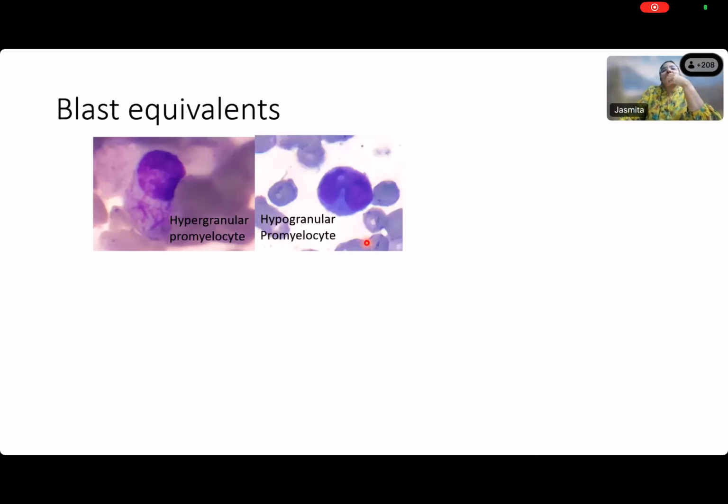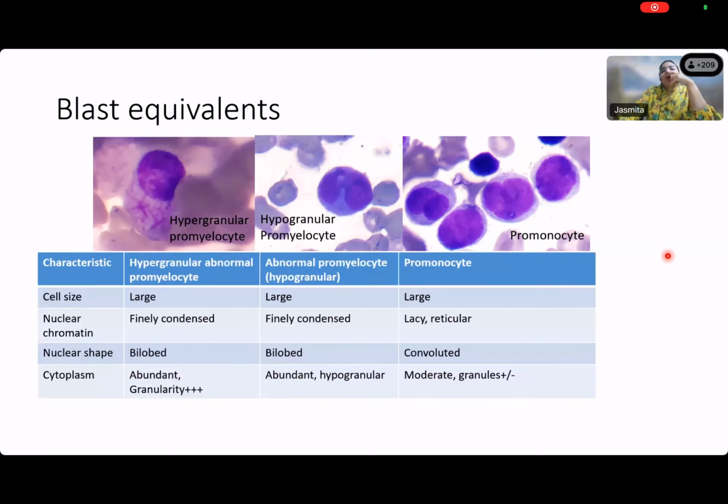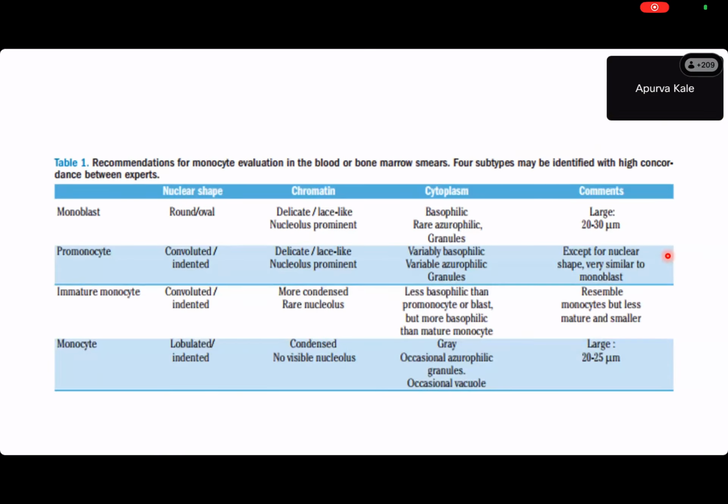So this is a hypergranular promyelocyte on the left, a hypergranular promyelocyte with this bilobed nucleus, but no granules or very few granules, and these are the promonocytes. So these are also considered as blast equivalents, and this is how you distinguish them.